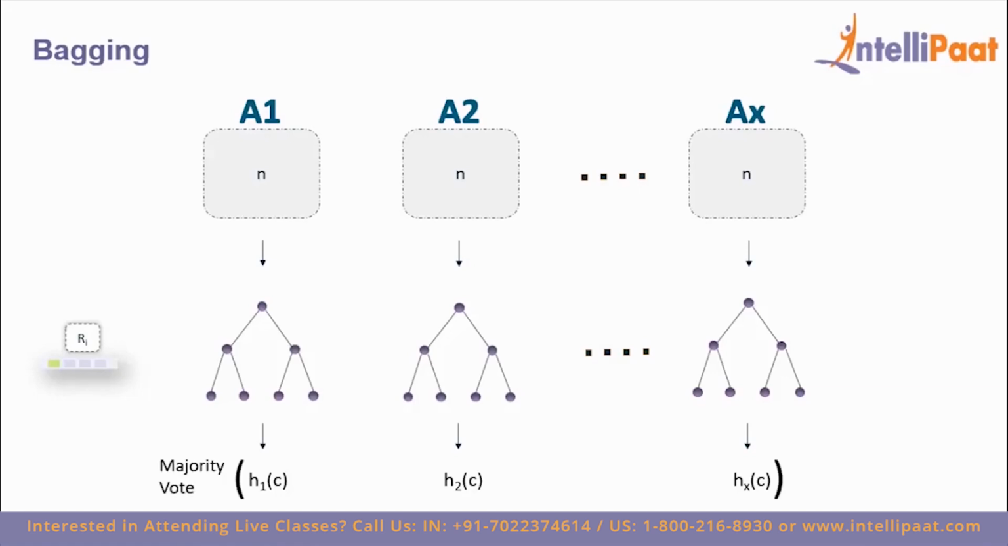Now to get the final prediction, all we have to do is select that class which would have the majority of the votes across all of the predictions from individual trees. So what we are really doing here is aggregating the predictions across all these trees. So guys, this is the concept of bagging.